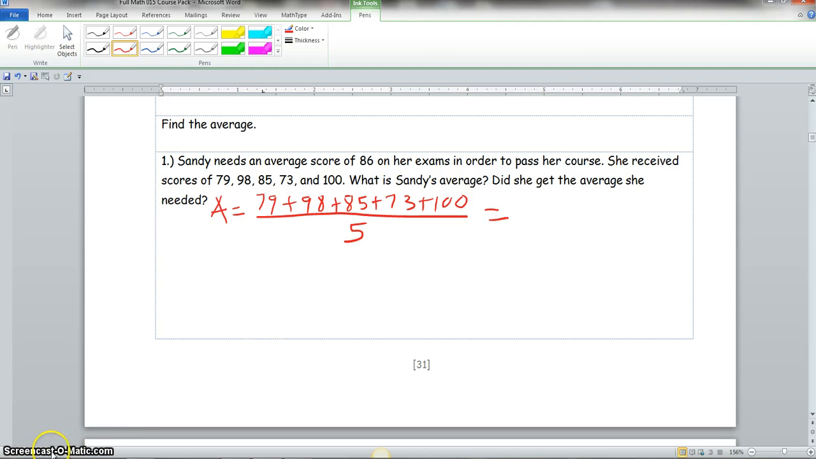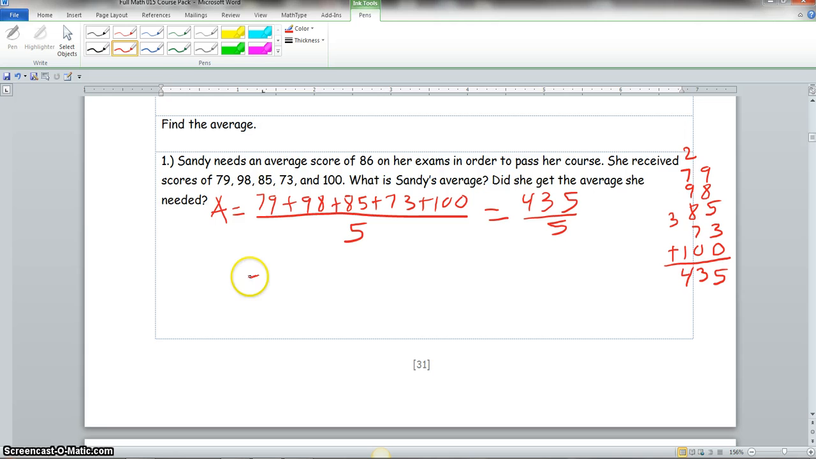So now we need to add these numbers. I took the liberty of setting these numbers up to add. So we have 9 plus 8 is 17, plus 5 is 22, plus 3 and plus 0 will give you 25. Carry your 2. 2 plus 7 is 9, plus 9 is 18, plus 8 is 26, plus 7 is 33, plus 0 is 33. And you carry your 3, and 3 plus 1 is 4. So now we will have 435 divided by 5.